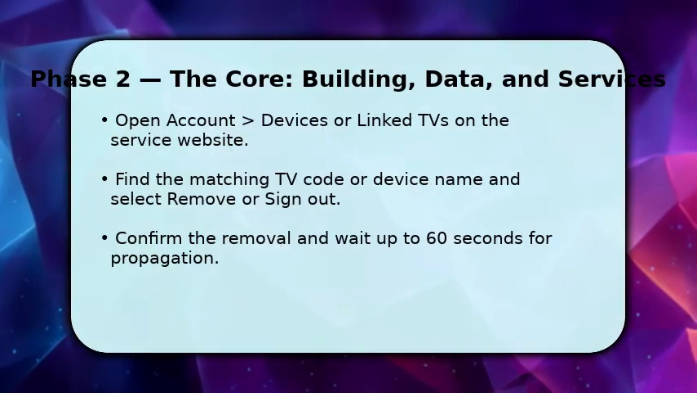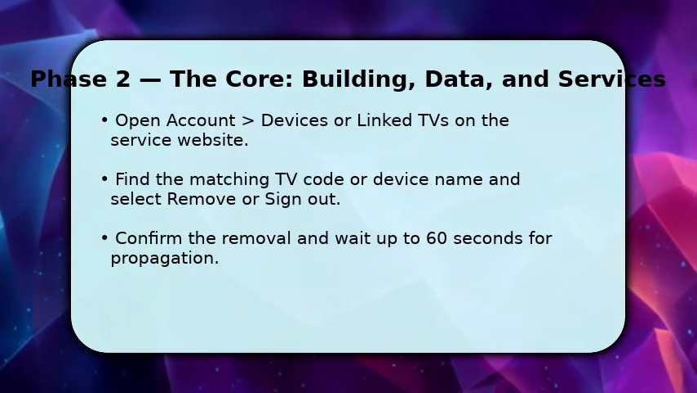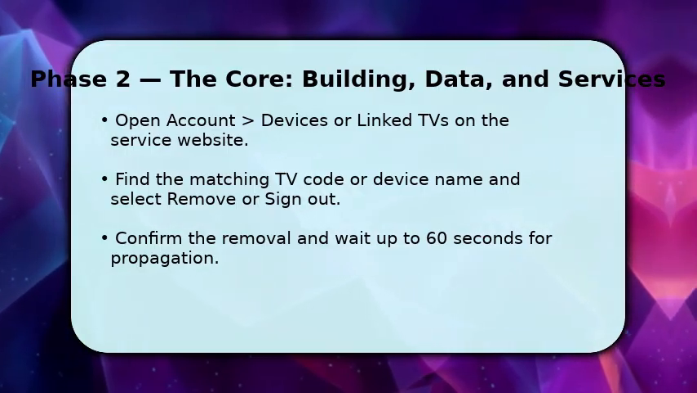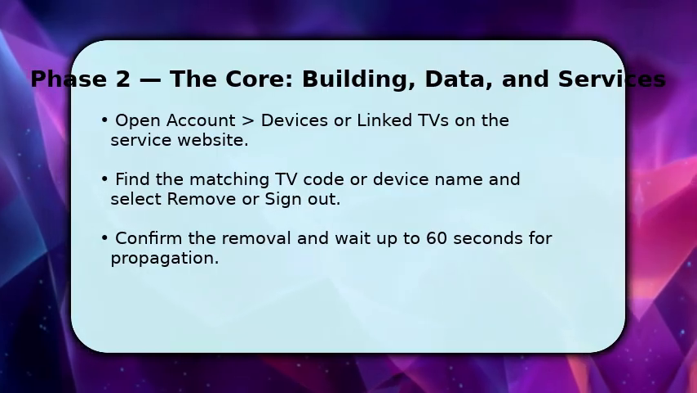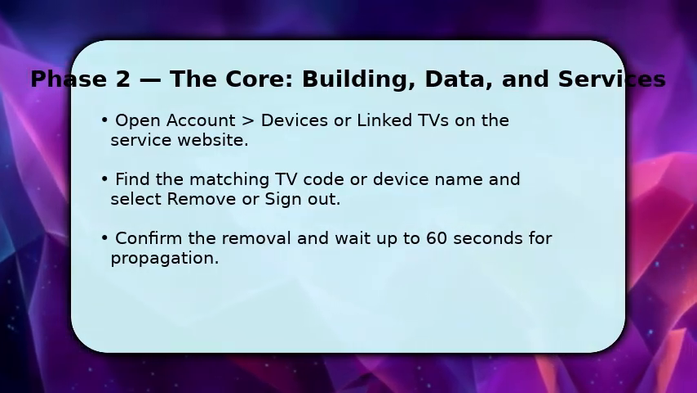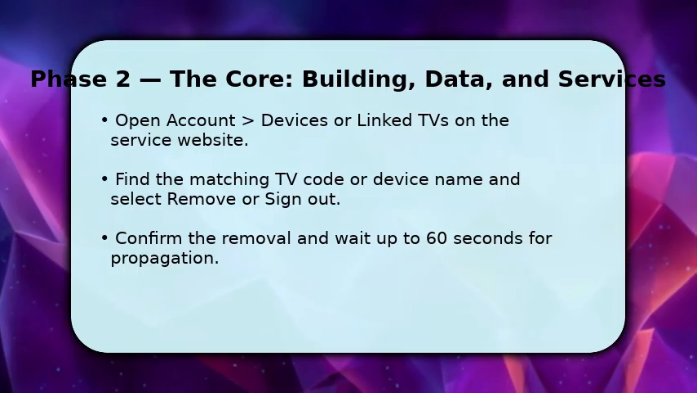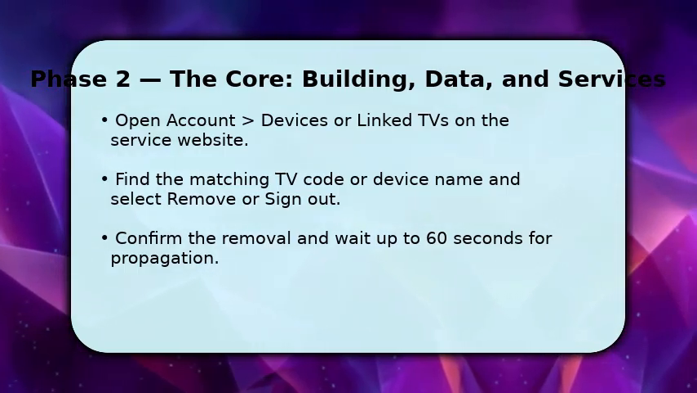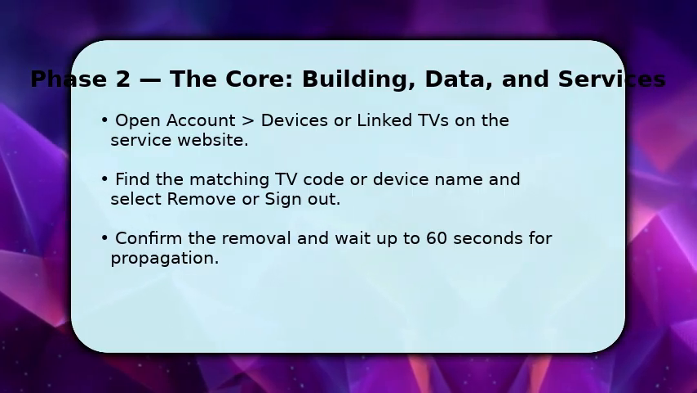You now remove the linked TV entry. Navigate to Account, then Devices or Linked TVs, and scan the list for the TV code you confirmed. Once found, click Remove, Sign Out, or Unlink and confirm the action when prompted. This severs the authorization token. Make sure to wait. Changes can take up to 60 seconds to propagate across servers.